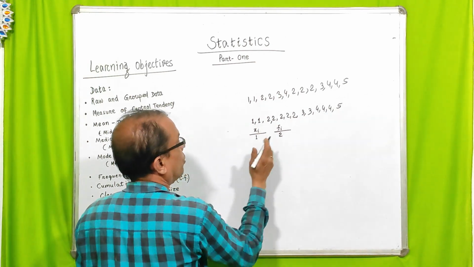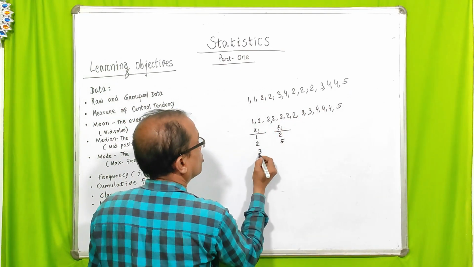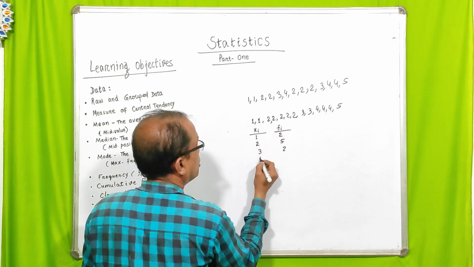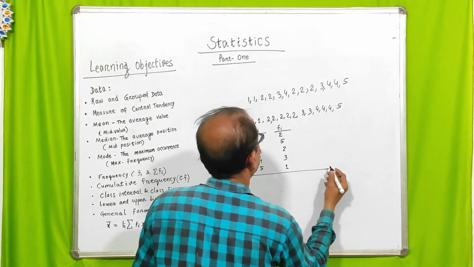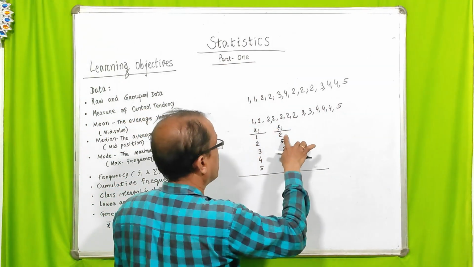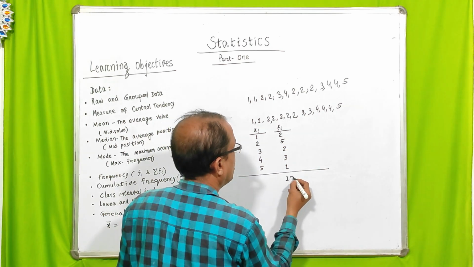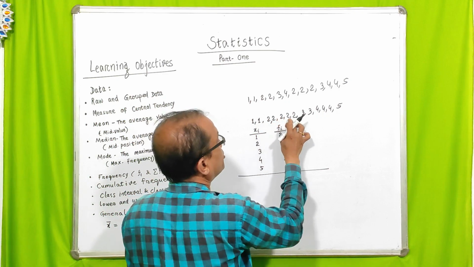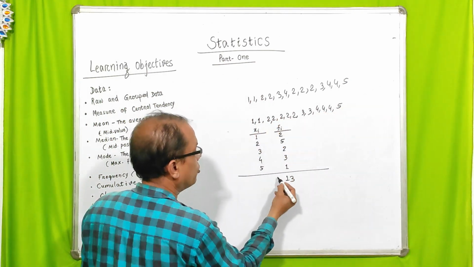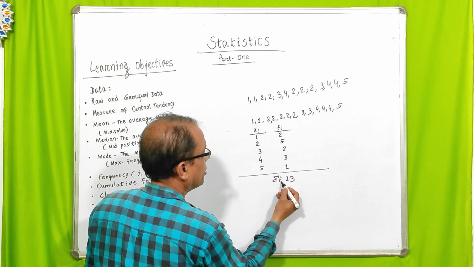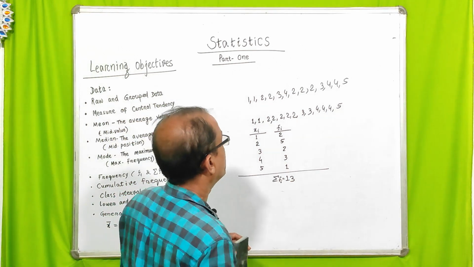So 1 has occurred twice, 2 has occurred 5 times, 3 has occurred twice, 4 has occurred 3 times, and 5 has occurred once. So in this table, how many things are there? We can add them. 2 plus 5 is 7, plus 2 is 9, plus 3 is 12, plus 1 is 13, and we can count them: 1 2 3 4 5 6 7 8 9 10 11 12 13. So there are 13 things. Adding the frequencies, sigma fi, means the sum of all the frequencies, gives us 13.